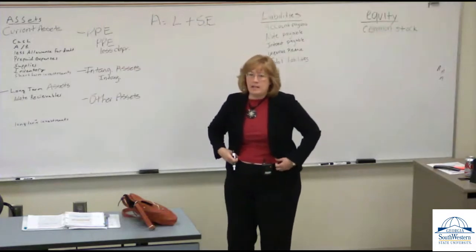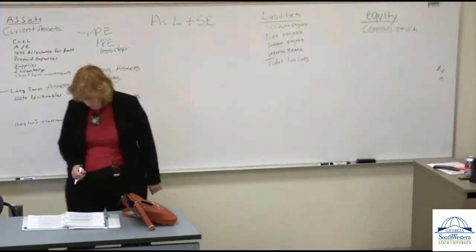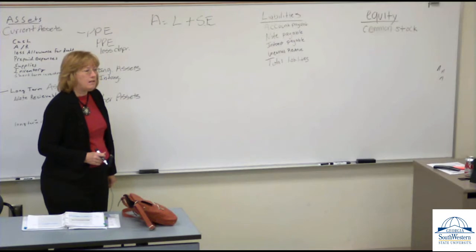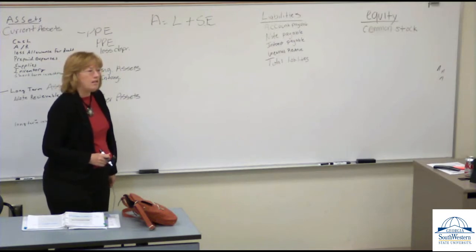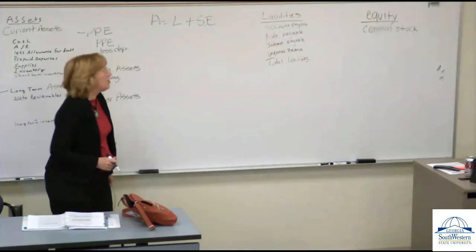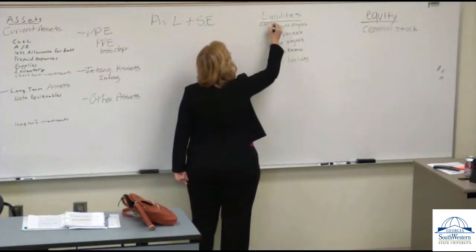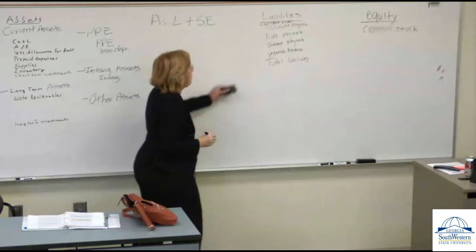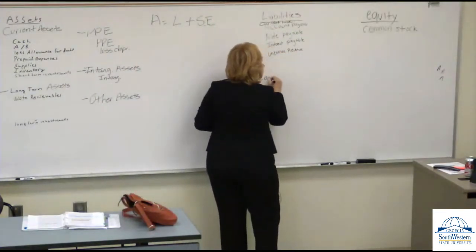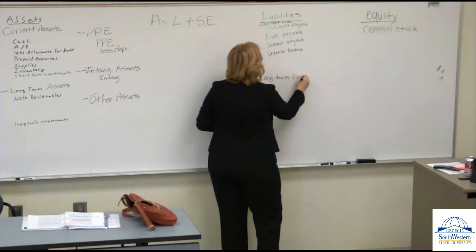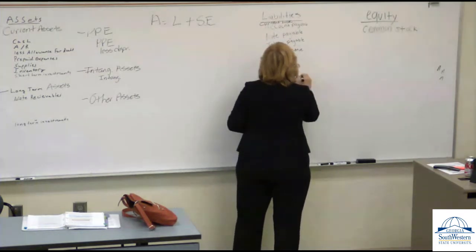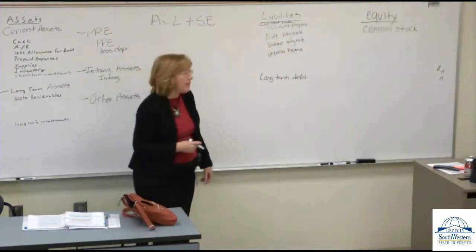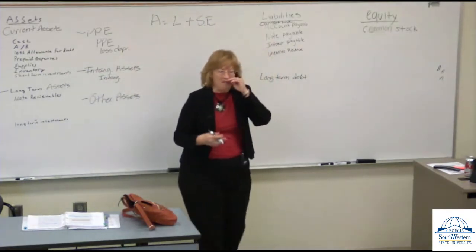How about you guys in the liability section? How did y'all do? Anything to add? What are the liability categories? Current, okay. So current liabilities. And then what else? Long-term liabilities? Long-term debt? Okay. And then we could call that owner's equity, stockholders' equity, something like that.